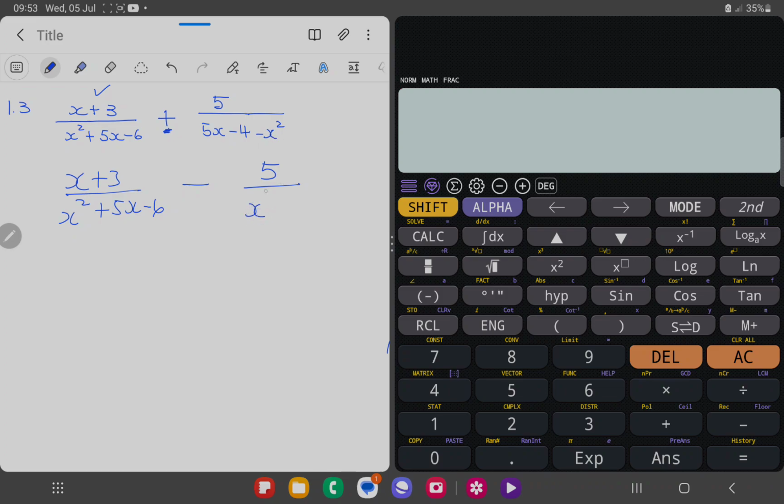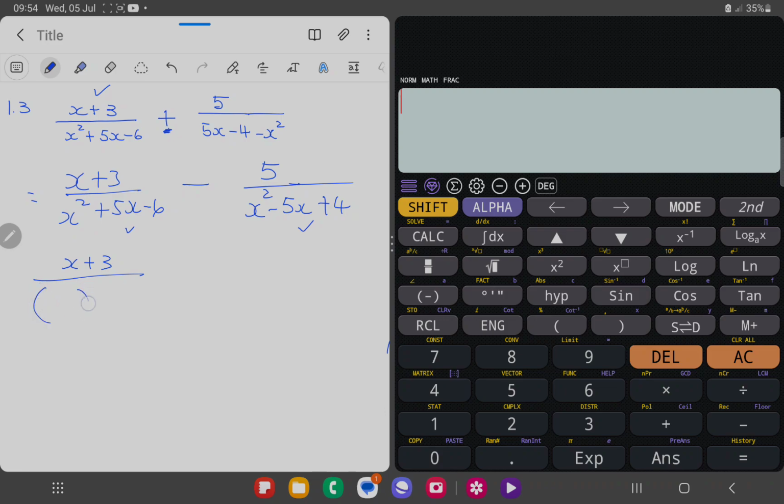If we want to put everything in standard form, the negative x² becomes a positive x². The positive 5x becomes negative 5x. The negative 4 becomes positive 4. Okay, so now we've got two fractions. Their denominators are not the same, so firstly, let us factorize their denominators.